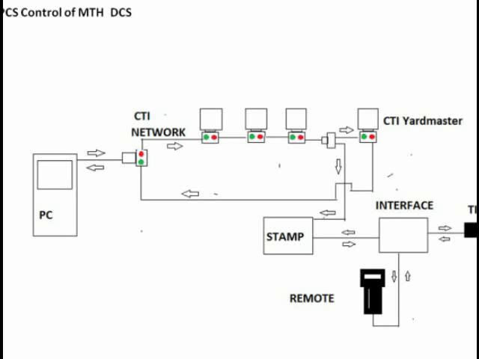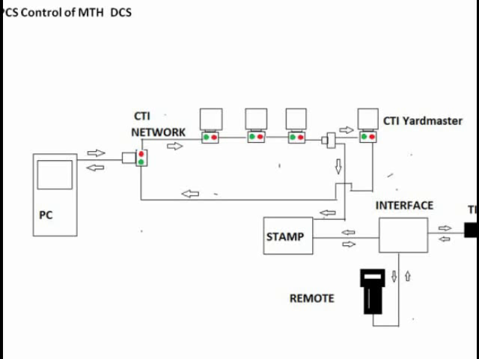Now, like I said, the stamp is connected to this interface unit, and it will deliver the signal to the interface unit and onto the TIU. The remote is also connected to this interface unit, and it would likewise send data through the interface to the TIU.